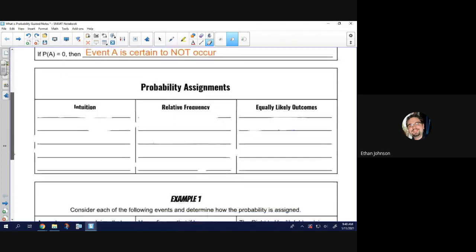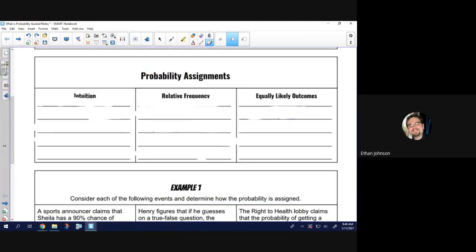Now, there are 3 different types of probability assignments that we could have. First is intuition. Probability based off of intuition incorporates past experiences, judgment, or opinions to estimate the likelihood of an event. We're guessing.